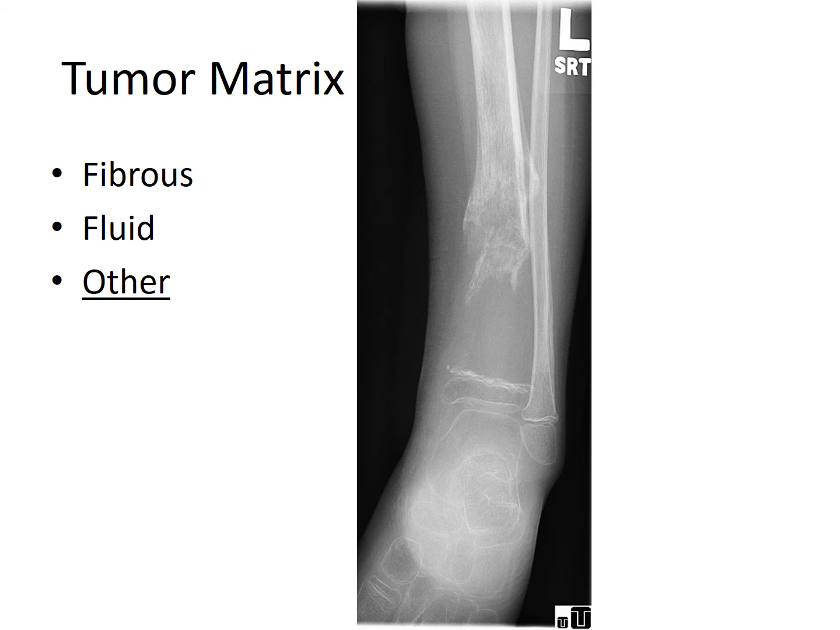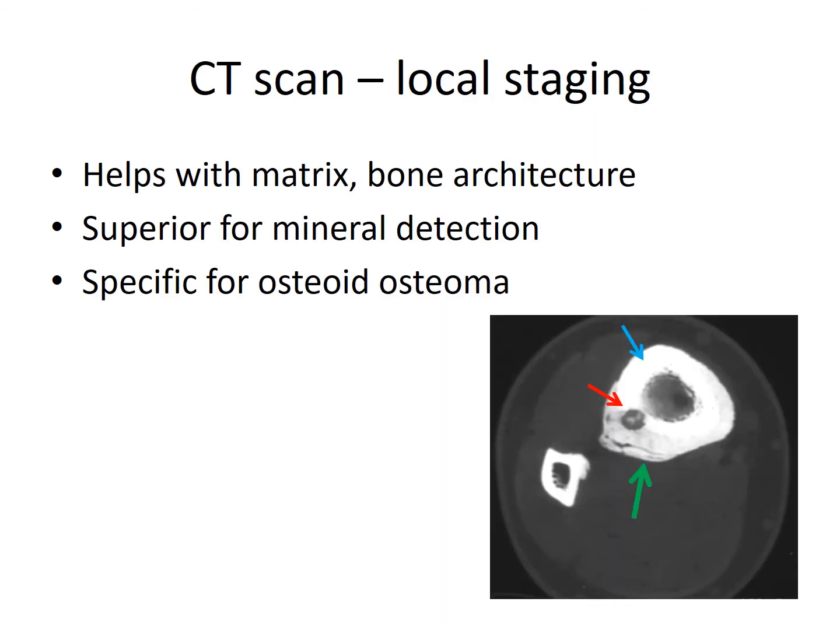So once we've done plain x-rays and looked at the lesion in question, part of our local staging then can be other scans and images. A CT scan is great in local staging when looking at a bone matrix or bone architecture, and in particular, it's very good at looking at osteomas.